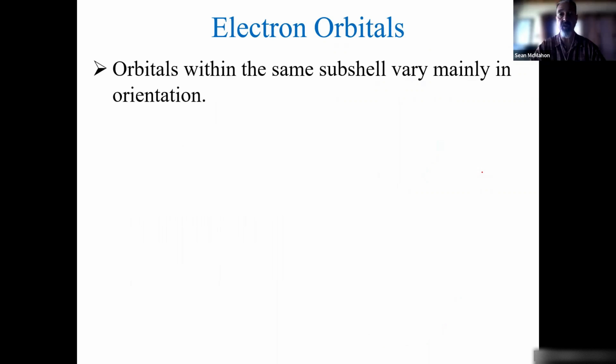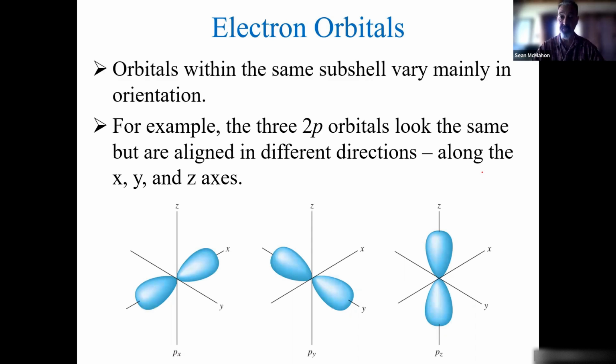So with electron orbitals, orbitals within the same subshell vary mainly in their orientation around an X, Y, and Z axis. So here's an example of the 3 2p orbitals that we talked about. So remember, energy level 1 has 1 sublevel. Energy level 2 has 2 sublevels. Energy level 3 has 3 sublevels. Energy level 4 has 4 sublevels. In energy level 1, the 1 sublevel is s. In energy level 2, the 2 sublevels are s and p.